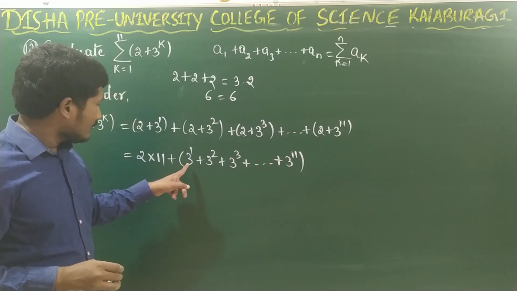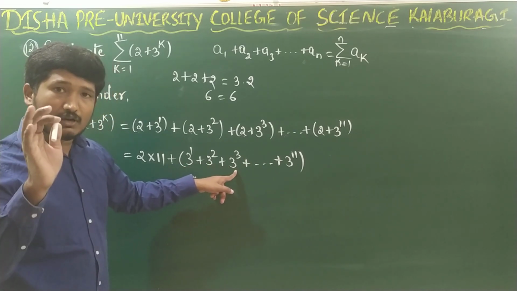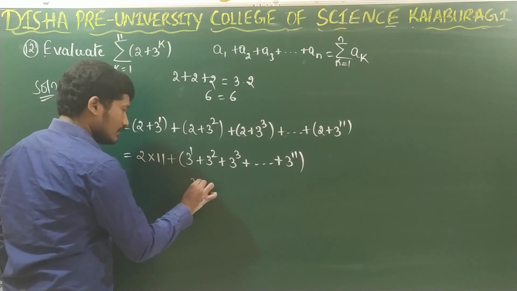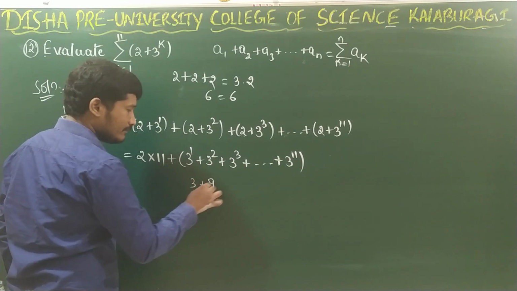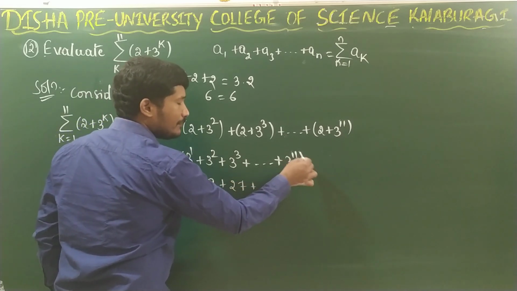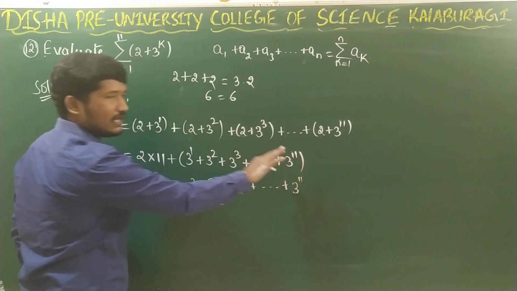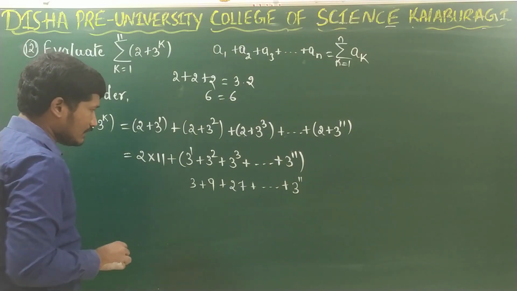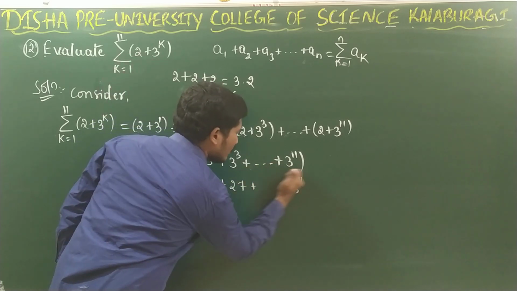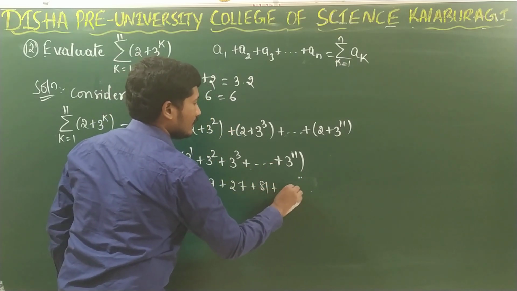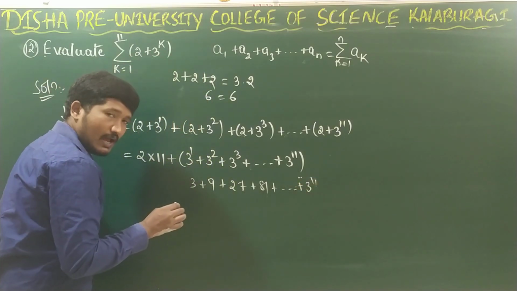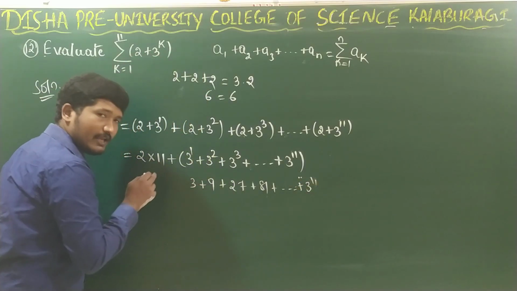So see here, in this series, observe very clearly, 3 power 1 is 3, plus 3 square is 9, plus 3 power 3 is 27, plus so on. 3 power 11 will be some term; I will write it as it is. Here 3 power 4 is also present, so you can take that also. It will be 81, plus so on, plus 3 power 11. Just observe here. Now I will take A2 divided by A1.